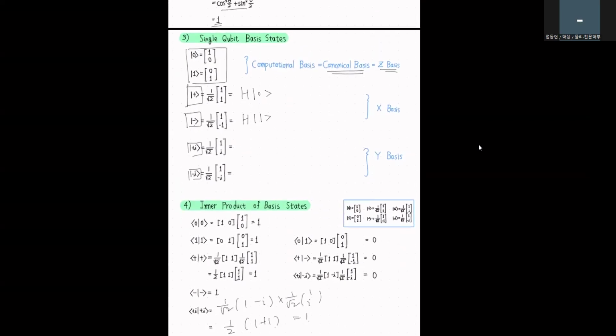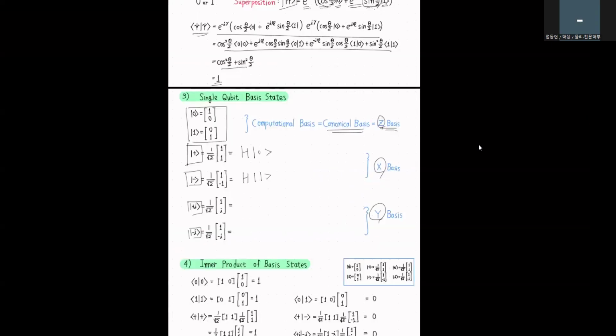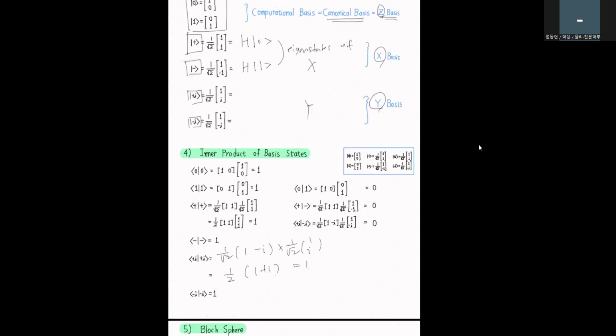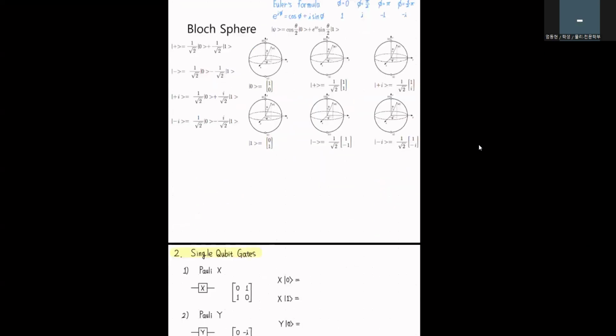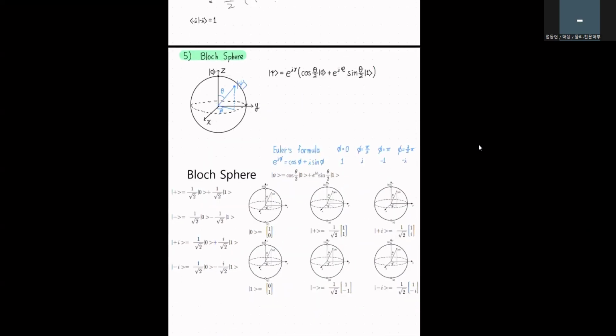Now, you may be wondering, why is this called the Z basis state, this the X basis state, and this the Y basis state? Well, these are basically the eigenstates of the Pauli X, Z, and Y gates, respectively, which is why they have those names. And we will go into detail about what Pauli gates are later on.